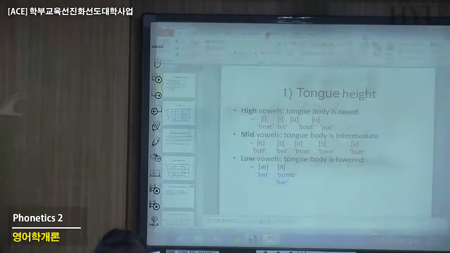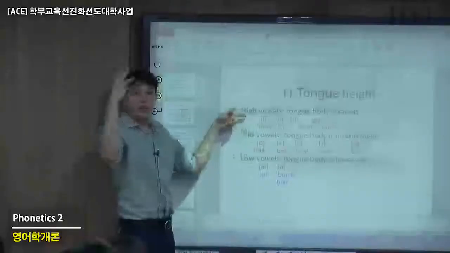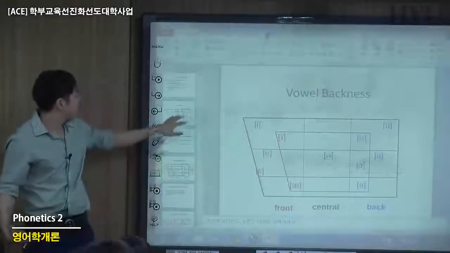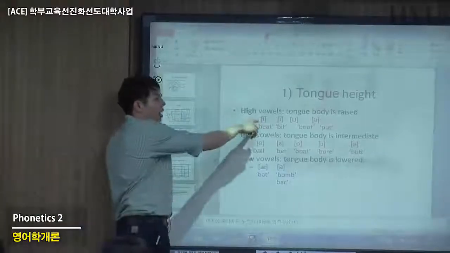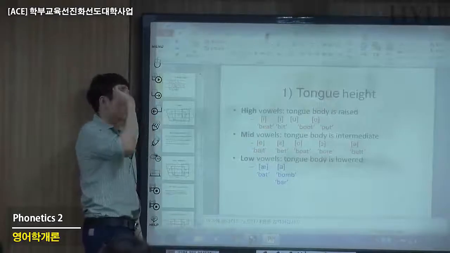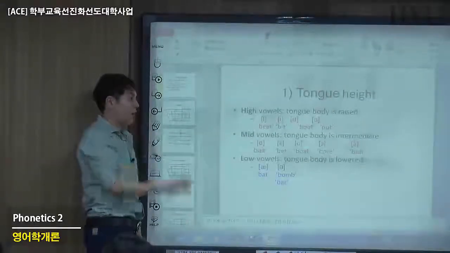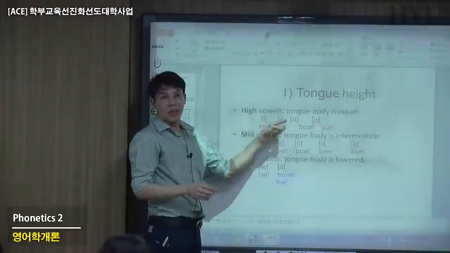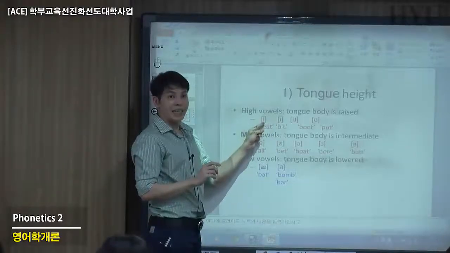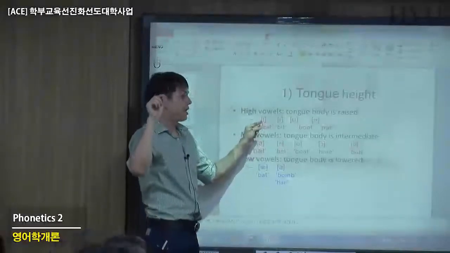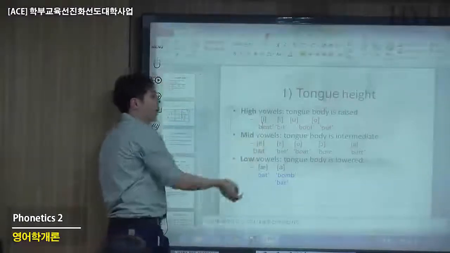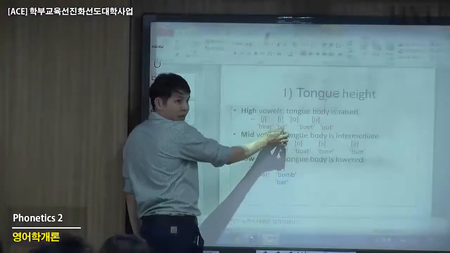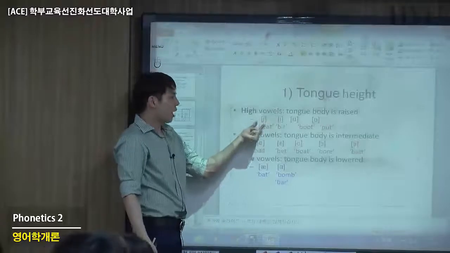For tongue height, the first factor, you have 3 levels of height: high, mid, and low. So when you do high vowels, the tongue body is raised towards the roof of the mouth, towards the hard palate. You have 4 sounds. These are IPA symbols, okay? Not spelling. So this is i, the little i, as in beat. The capital I is I, as in bit. Beat, bit, like that. They are both high. One is long, one is short.